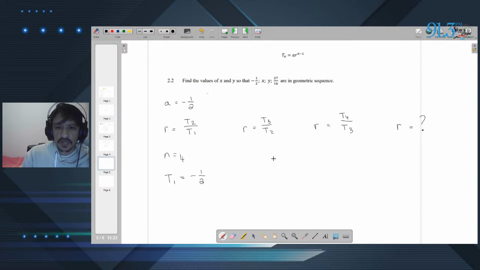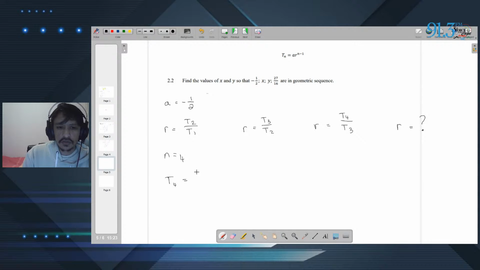I'll just go here. I'll say T1 is equal to AR to the power of n minus 1. Well, we can't use 1, because if n is 1, we're going to get 1 minus 1. R to the power of 0 is just going to be 1. So we can't actually use this version to solve it. Let's go straight ahead and use the fourth term instead.